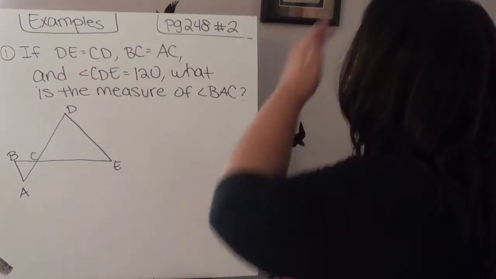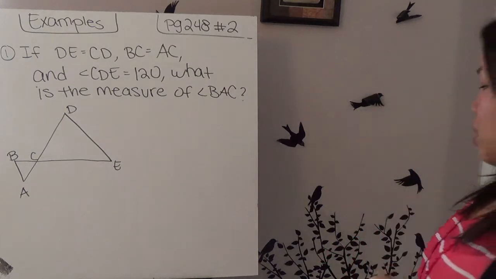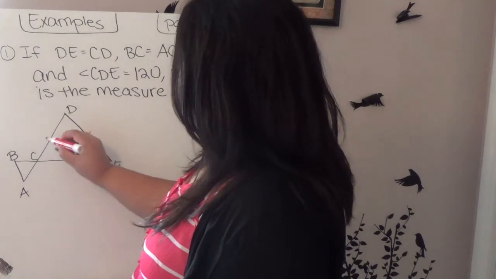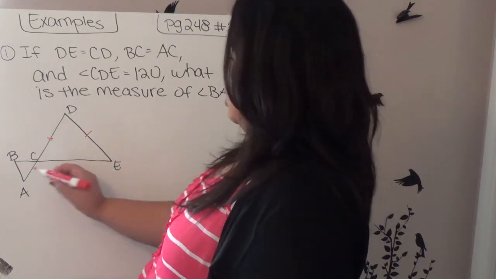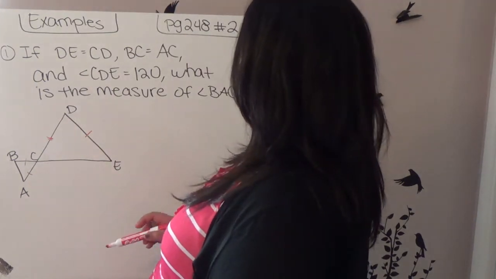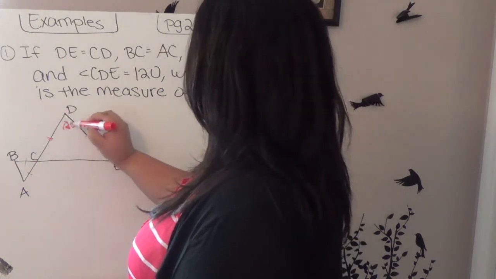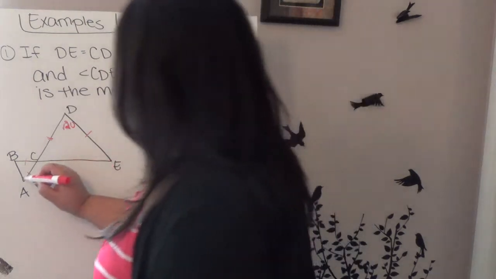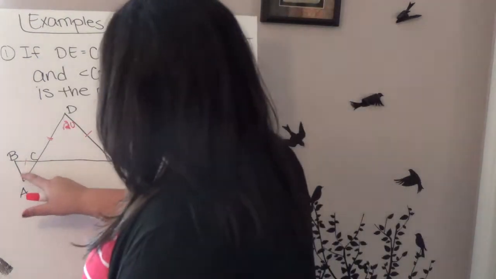Okay. So here's an example question. It's saying if DE equals CD. So let's put that. If DE equals CD, right? And BC equals AC. So this equals this. And angle CDE is 120 degrees. Then what is BAC? So they want to know what this angle is. This is our X.